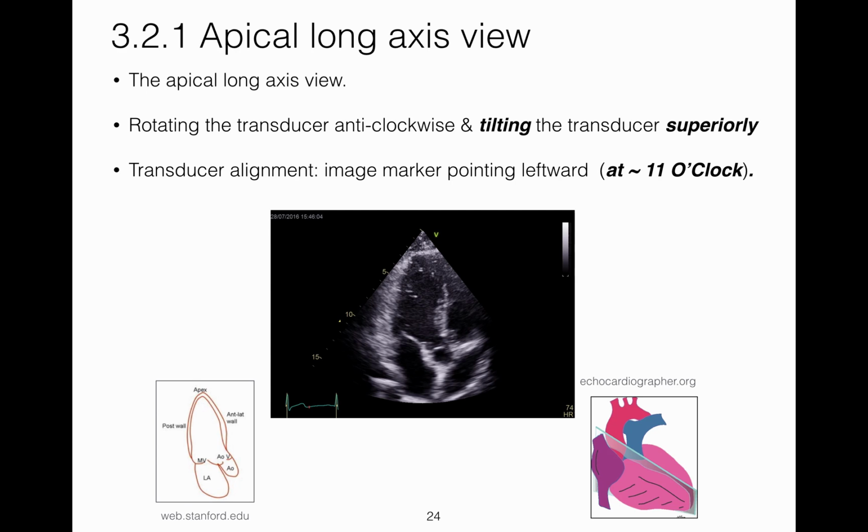The apical long axis view. This view is obtained by rotating the transducer anti-clockwise from the apical four-chamber view and tilting the face of the transducer superiorly. Anti-clockwise rotation should happen until the image marker is pointed at about 11 o'clock.